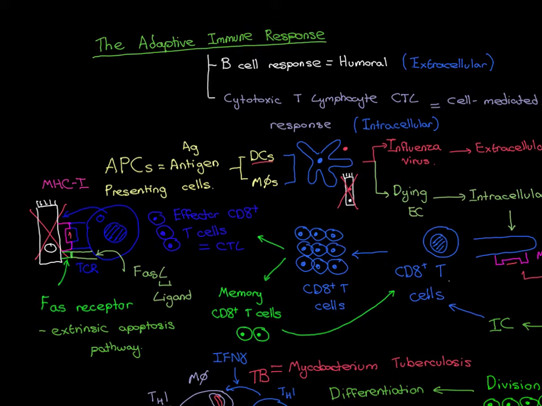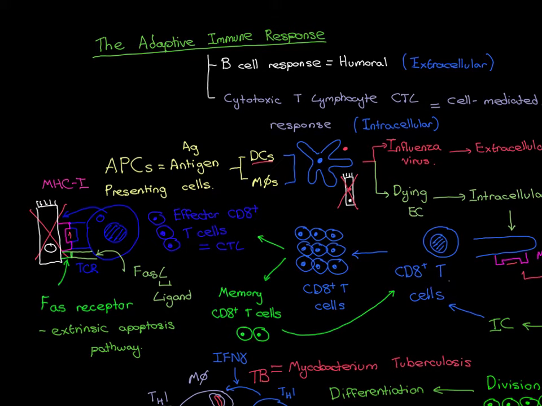So we discussed that in response to influenza, you're going to get two arms of the adaptive immune response being activated. You're going to get a B-cell response, also called a humoral adaptive immune response, which is a response to extracellular pathogens, and you're going to get a cytotoxic T lymphocyte response, which is a response to intracellular pathogens.